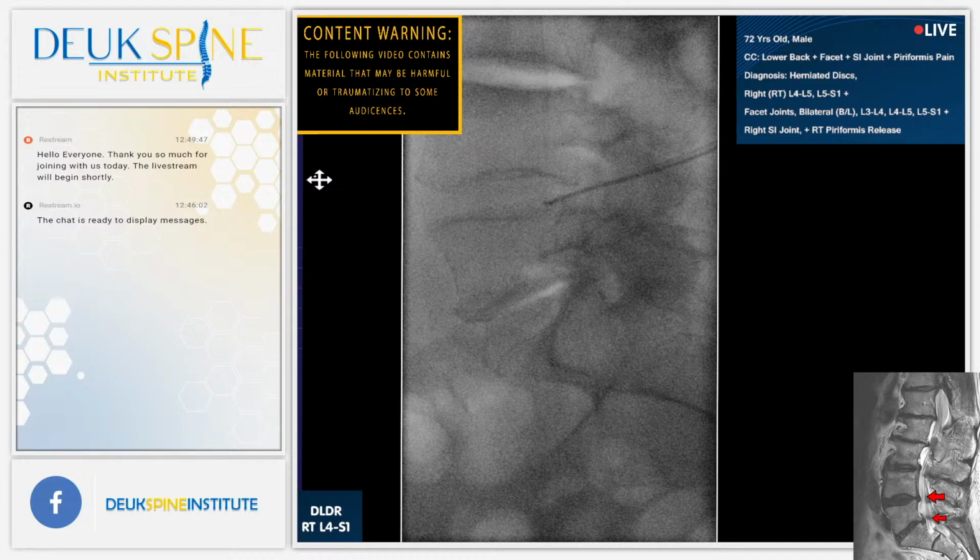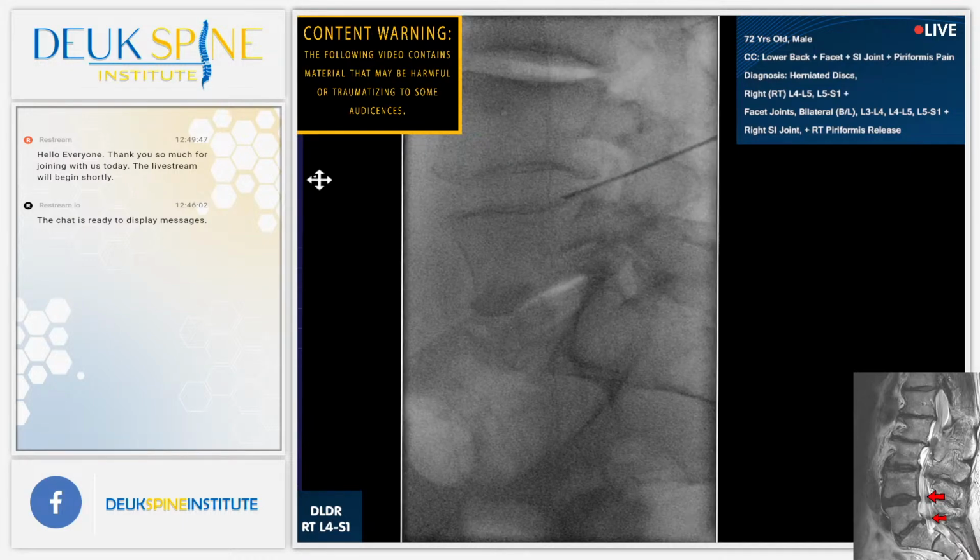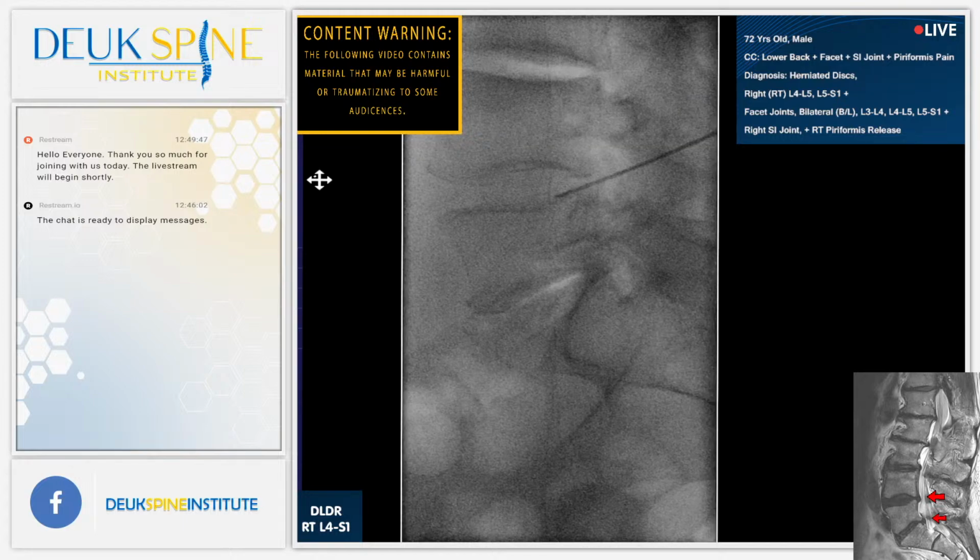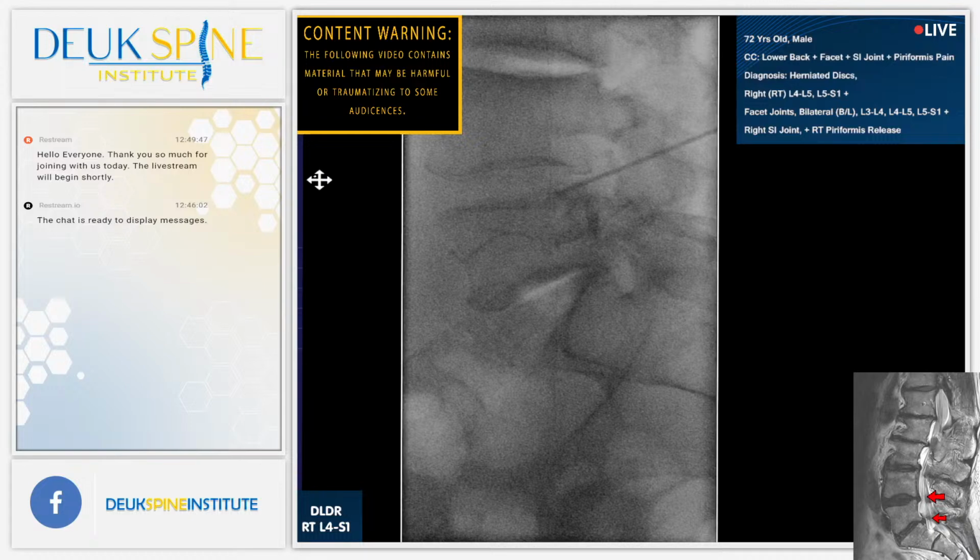Fascinating. Definitely in the right spot. And it's 4-5. I'm just having trouble getting into the disc. Shot. Interesting. All right. We can put him to sleep. I can't do a discogram. I mean, I'm right on the end plate. I don't think we're going to get a discogram shot. Yeah. It's just leaking out to the side.